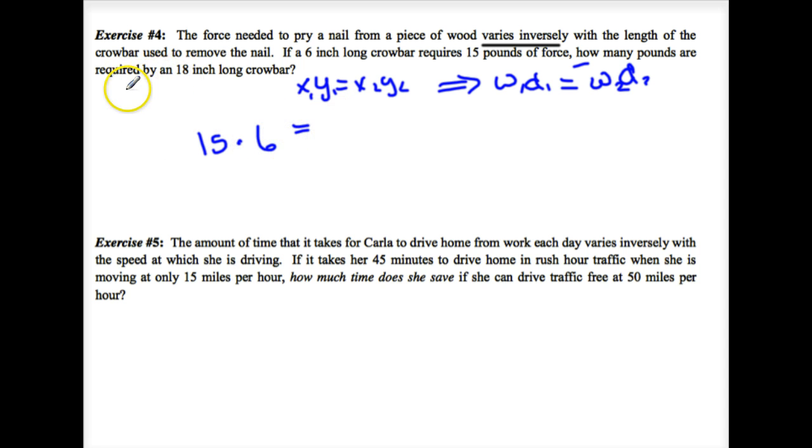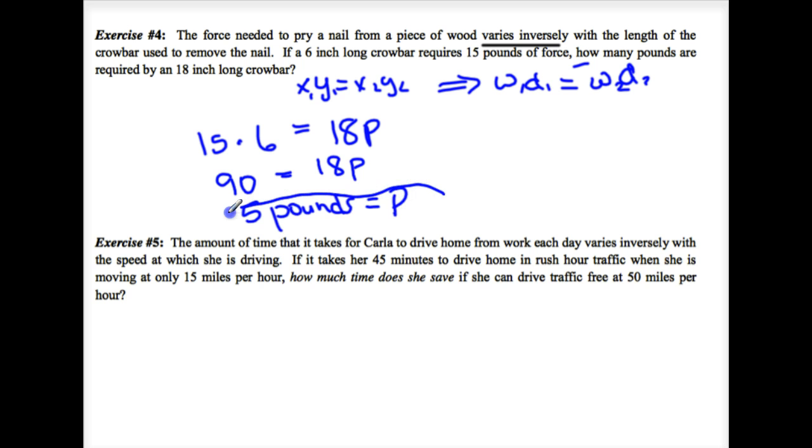How many pounds are required for an 18-inch crowbar? So 18, and we don't know the pounds, so we can call it P. Let's simplify that. This is 90 is equal to 18P. Divide both sides by 18. I get 5 pounds equal to P. So this is saying that for an 18-inch long crowbar, 5 pounds is required to do the same exact thing.